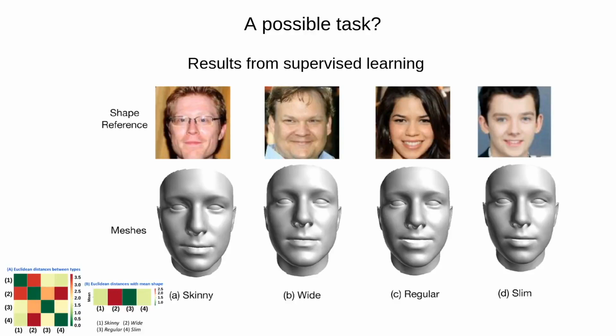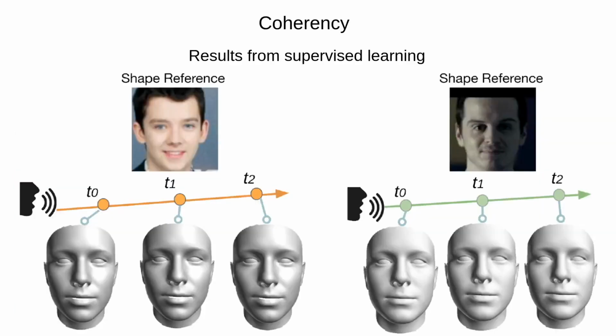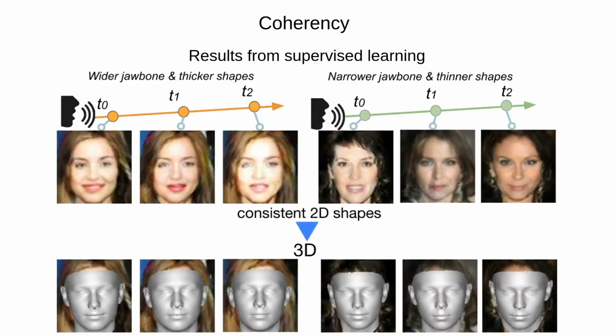We first show from the supervised learning, networks can output face meshes with different types. We show their affinity matrix and parameter space to help understand the differences. Then, they are the results of the unsupervised learning. We next use neighboring voice features as inputs and show the prediction coherence from voice. This is supervised learning results. This is unsupervised learning results.